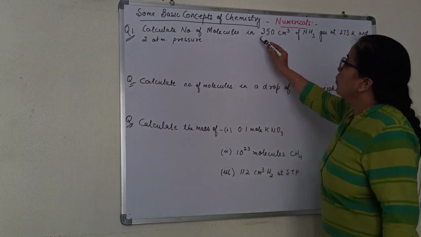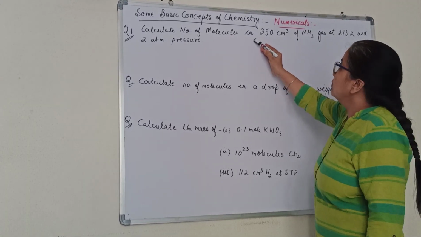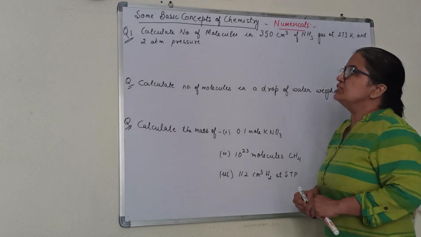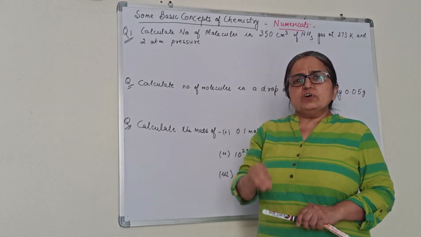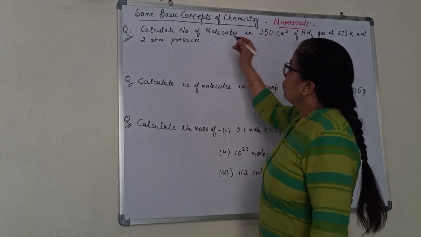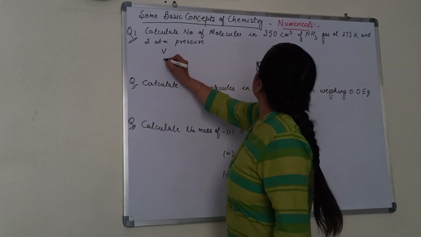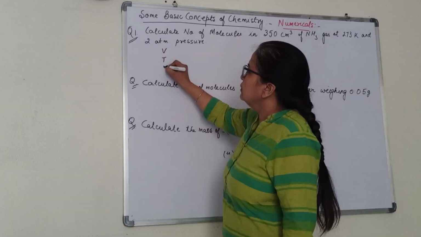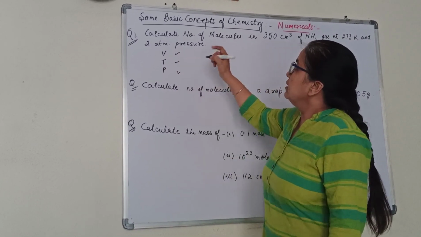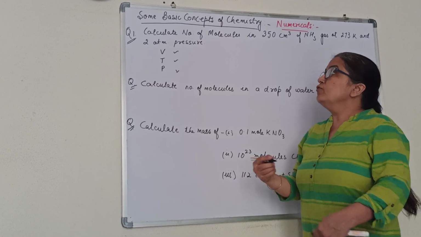Calculate the number of molecules in this much volume of ammonia, and temperature and pressure are given. You should first see what all things are given to you. Volume is known to us, we know the temperature, we know the pressure. We are asked to calculate the number of molecules.